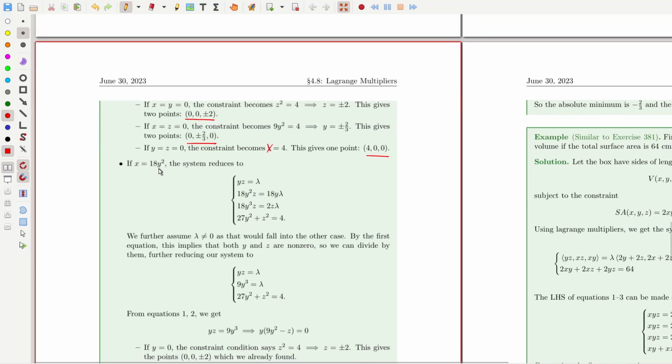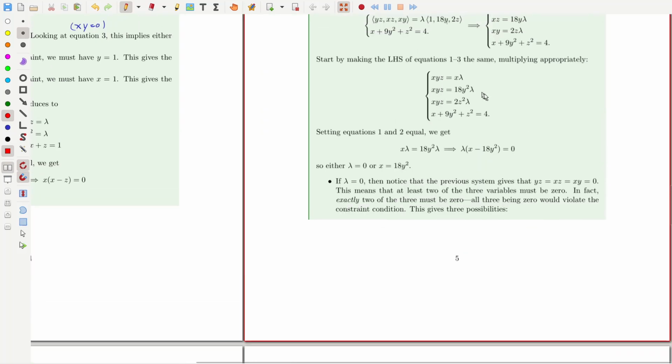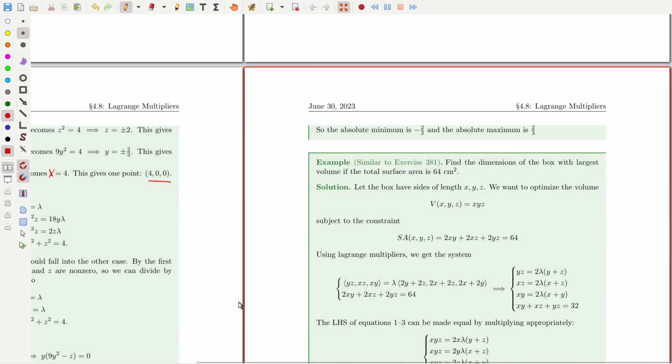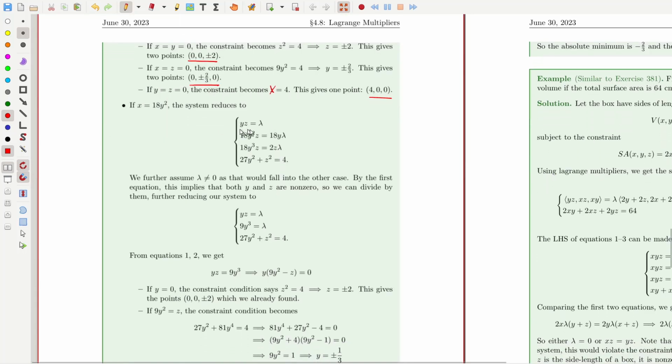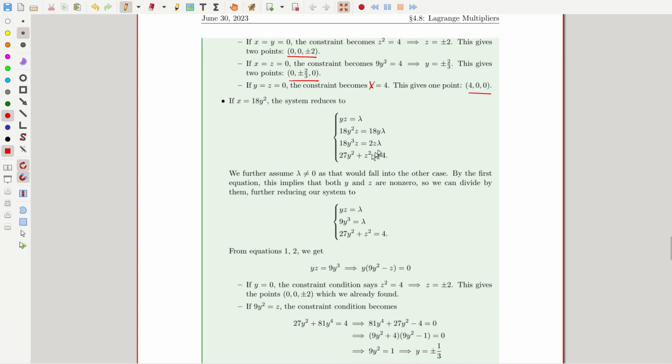x is equal to 18y squared. I believe what I do is I get rid of the x everywhere. And it looks like I'm using this one because I don't want to have x everywhere here. This would be too much redundancy, I guess. So I would end up replacing x here, here, and there by whatever it was, 18y squared. And so that will give you this system of equations. Okay, this system of equations, and we can simplify this a bit.